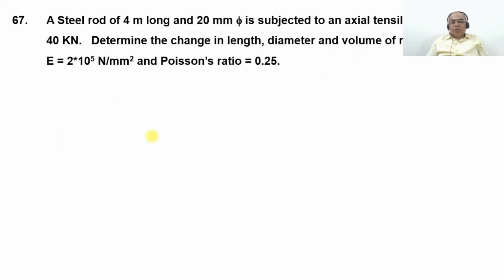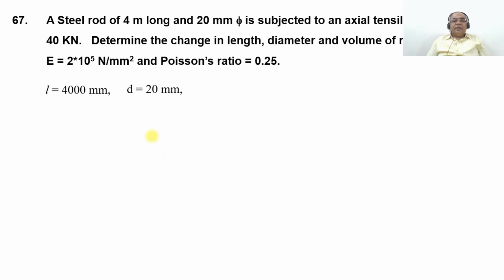So next we are going to take up one more problem, which is problem number 67. A steel rod of 4 meter long and 20 mm diameter is subjected to an axial tensile load of 40 kilonewton. Determine the change in length, the diameter, and the volume of the rod. Take E equal to 2 into 10 to the power of 5 Newton per mm square, and the Poisson's ratio equals 0.25. So the length is given to be 4000 mm.